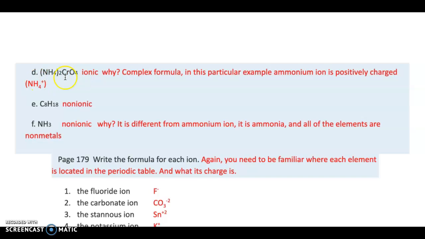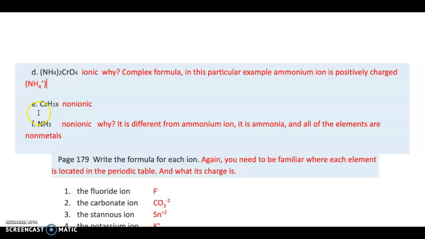This one is a tricky one. Really wanted to trick you. Ammonium ion is usually positively charged and sometimes it acts like a metal. Therefore, remember this one. This will haunt you probably for a while. This is an ionic compound because it has a positively charged part and a negatively charged part.